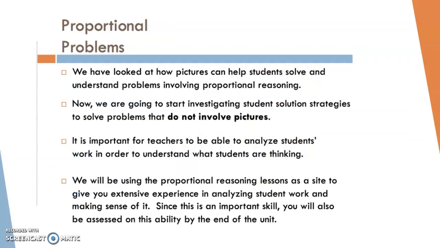Okay, so proportional problems. We've looked at how pictures can help students solve and understand problems involving proportional reasoning. Now we're going to start investigating student solution strategies to solve problems that do not involve pictures. So no discrete model, area model, line model, right? We're moving away from pictures onto the paper. So it's important for teachers to be able to analyze students' work in order to understand their thinking, right? We've been doing this all semester. That part's not new. You've been doing that in some of your teaching models as well in the classroom.